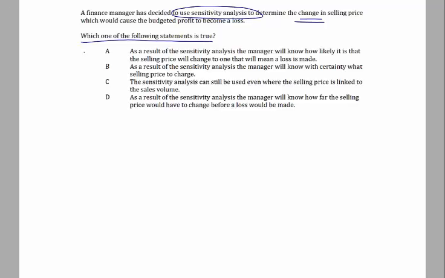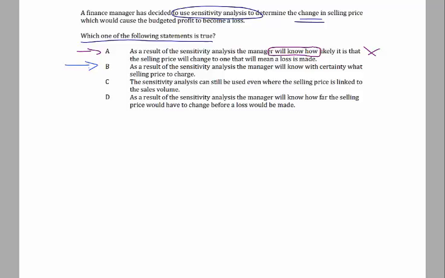So the first one, as a result of the sensitivity analysis, the manager will know how likely it is that the selling price will change to one that will mean a loss is made. And this is not true because it doesn't tell you what is going to happen. It doesn't tell you the likelihood. It just looks at how sensitive you are. So that's not correct.